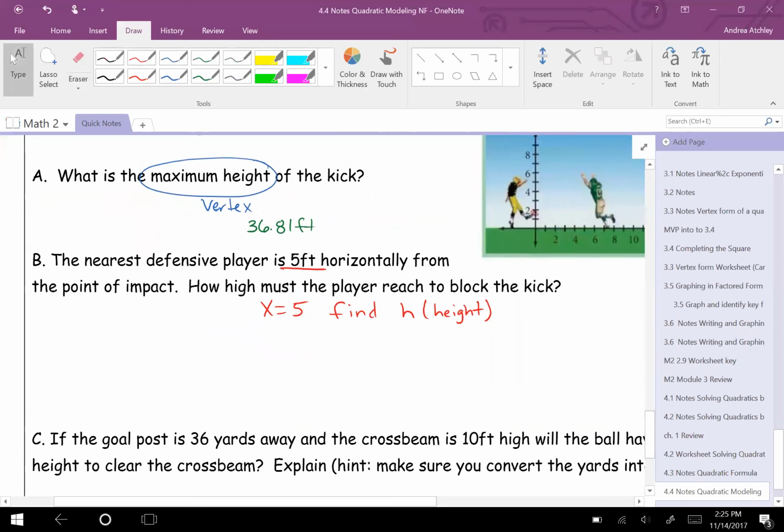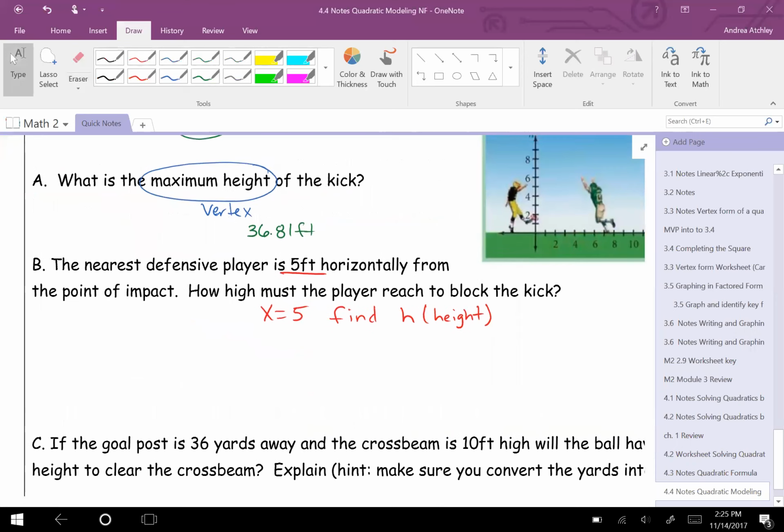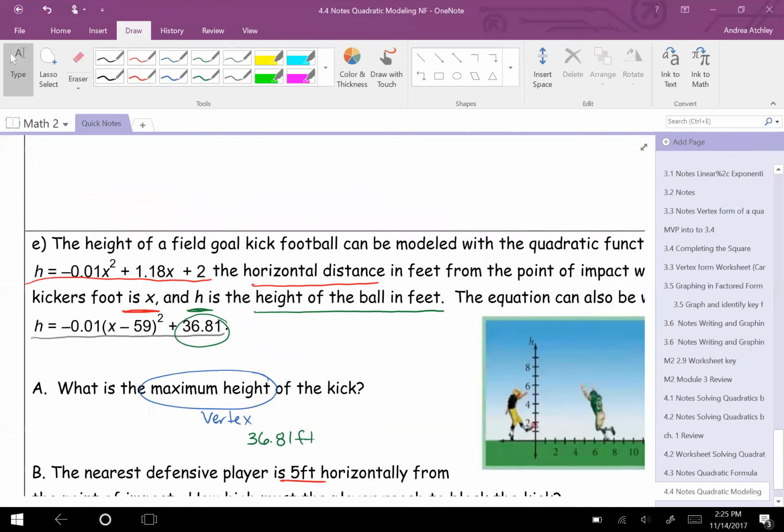We're going to plug it in. We can use either one of these equations. You can use vertex form or standard form. I think standard form is a little easier, so I'm going to plug it into standard form. But you are going to want a calculator. So if you have a calculator, get that out. If you don't have a calculator, bring one, please.